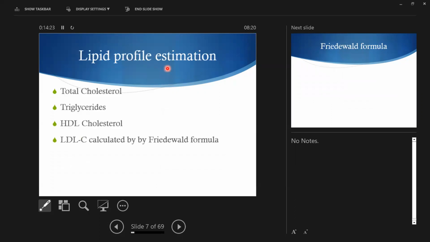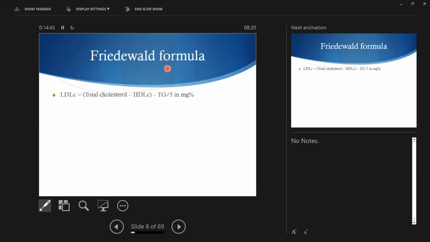What do you check? You check the total lipid profile. It contains the total cholesterol, triglycerides, and HDL cholesterol. LDL cholesterol is usually calculated by a formula, the Friedewald formula, and VLDL is one-fifth of triglyceride. It is again not estimated. The Friedewald formula is: LDL cholesterol equals total cholesterol minus HDL cholesterol minus VLDL, where VLDL is triglyceride divided by 5.